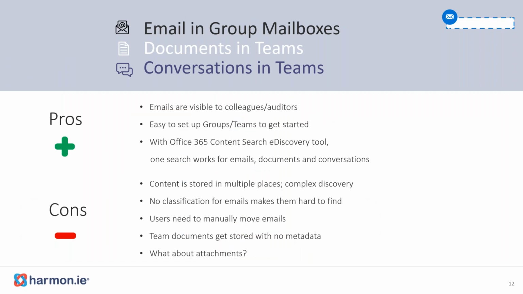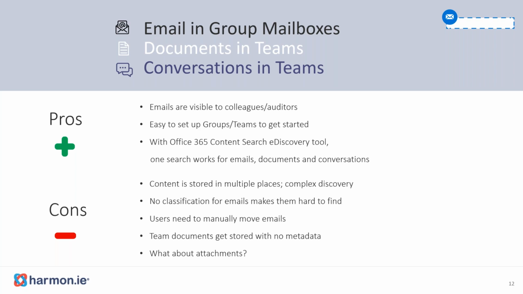So the pros, as I said, emails now become visible to colleagues, to other people other than the person whose mailbox it is, because it isn't a group mailbox. It's really easy to set up groups or teams to get started. It doesn't require a lot of instruction. And again, using the Office 365 content search tool, you can find things, again, in theory, across different physical locations.